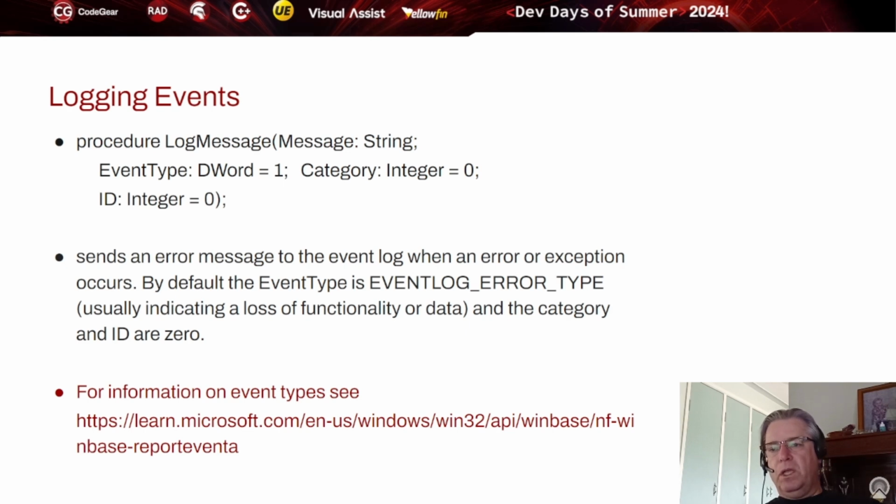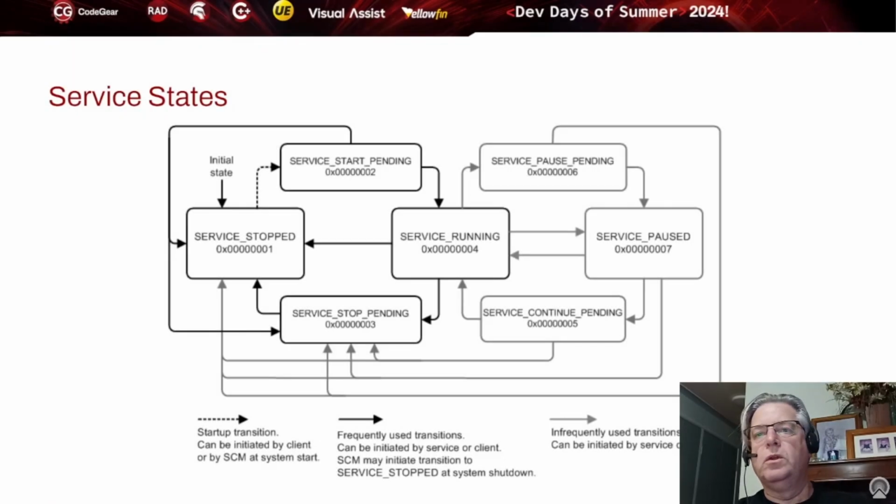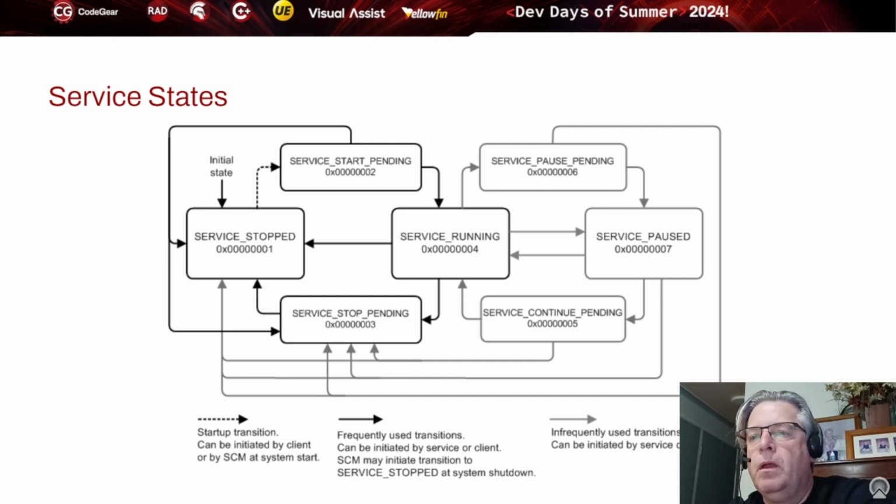And for more information about the event types, you can have a look at that particular page there to get more information. Okay, so what we're looking at here are the service states, and we're going to look at basically how Windows interacts with our service and how our service interacts with Windows.